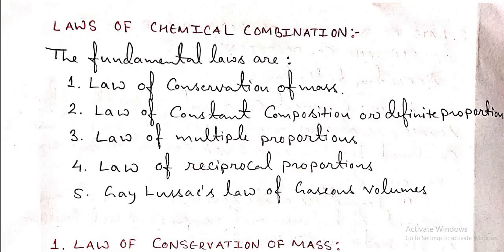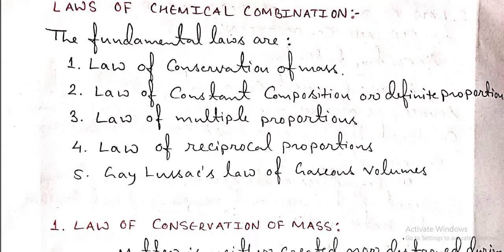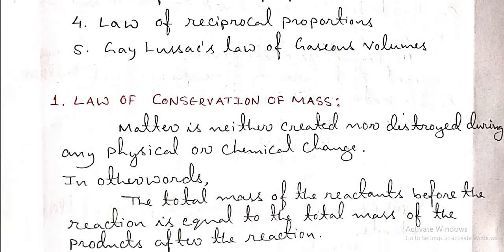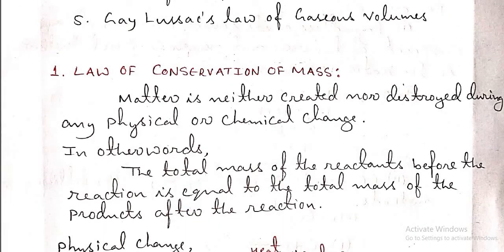So first we are going to see the law of conservation of mass. We are very familiar with this law, and the statement tells us matter is neither created nor destroyed during any physical or chemical change. So according to the law of conservation of mass, matter is neither created nor destroyed during any physical or chemical change. That is one form of the law.